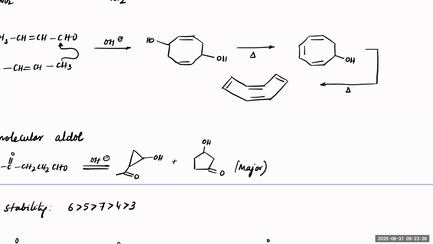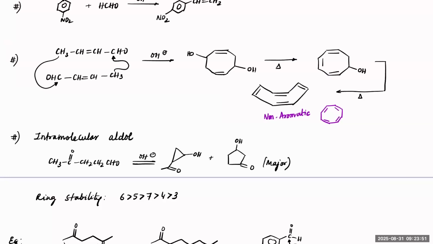So basically you will get this structure, which you call cyclooctatetraene. And we have learned in GOC that cyclooctatetraene is actually non-aromatic, as it does not stay planar. It will adopt a tub-like shape, right? So the product you will get is a non-aromatic COT. COT means cyclooctatetraene. Okay, this is cyclooctatetraene.